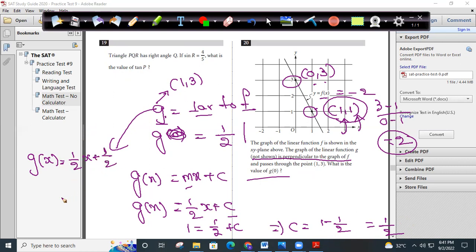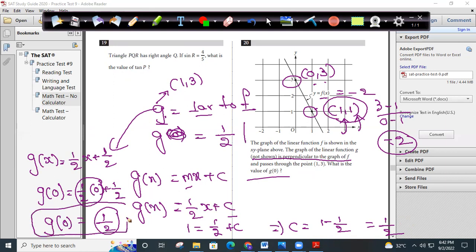But what do I need to find? I need to find the value of g of 0. So g of 0 is 1 by 2 into 0 plus 1 by 2. This becomes 0. So the final answer is 1 by 2. So g of 0 is 1 by 2. That is your answer. Everyone can look at this. See how simple this is.